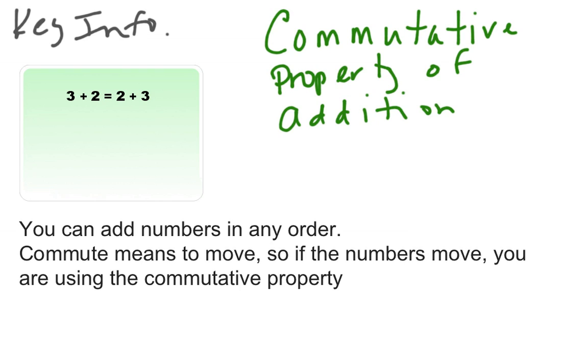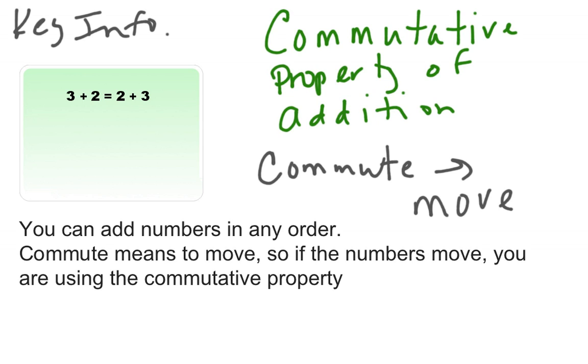One of the ways to remember the commutative property is that commute means to move. The concepts for these properties aren't too difficult, but sometimes it's hard to remember which one is commutative and which one is associative. So commute means to move. So when the numbers move, you can know that it's the commutative property. And we're talking about addition. So right now, this is the commutative property with addition, and the numbers are moved. The 2 and the 3 are switched around.